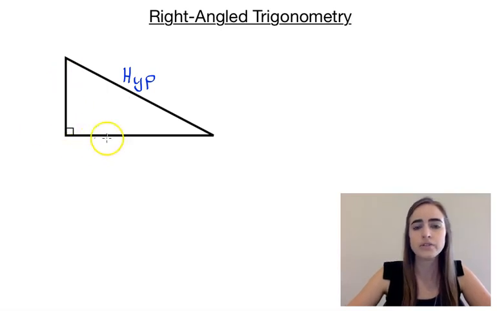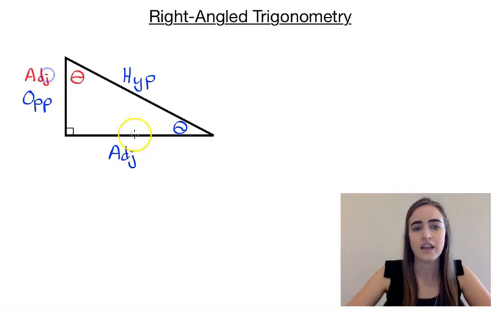What we call the other two sides depends on which angle we're looking at. So if we were looking at this angle down here, then the side next to it would be called the adjacent side, or ADJ for short, and the side over here would be called the opposite side. If we were instead looking at this angle up here, then these two would switch around. So now the one next to it here is the adjacent, and this one directly opposite it is called the opposite.